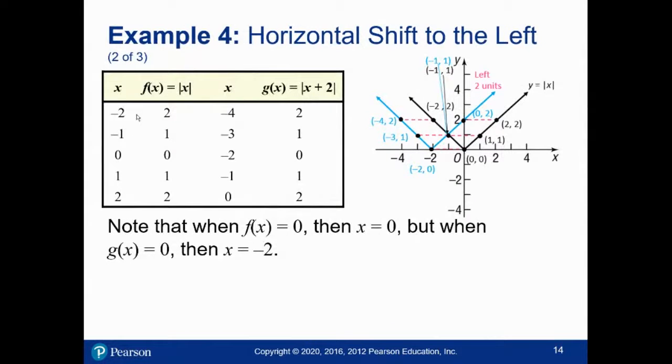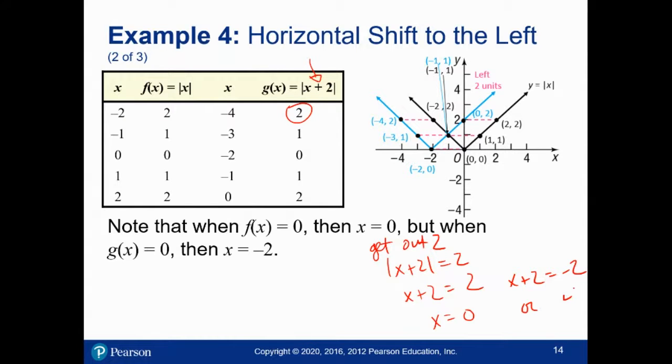So now, in order to get out an absolute value of 2, instead of plugging in a 2, I need my input to be 2. So to get out 2, I need the absolute value of x plus 2 to equal 2. I need x plus 2 to equal 2, or maybe x plus 2 to equal minus 2. In other words, I need x to equal 0 or minus 4, sorry.